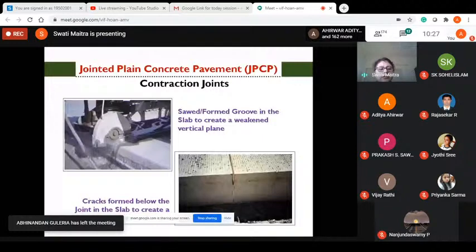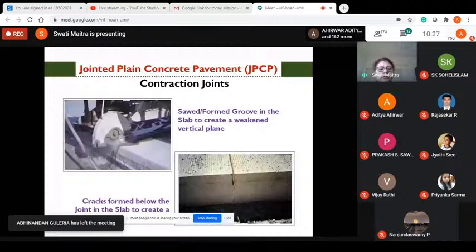Dowel bars are mild steel bars connecting the adjacent panels at the mid depth of the slab. They are of a certain length and diameter, and that has to be provided during construction. These dowel bars actually transfer the load from one panel to the other panel.